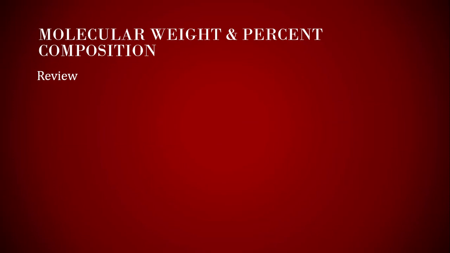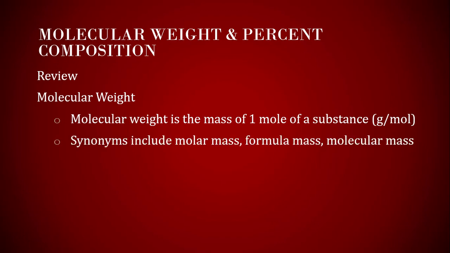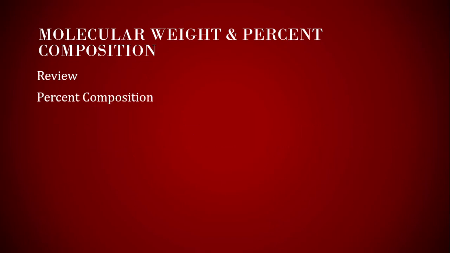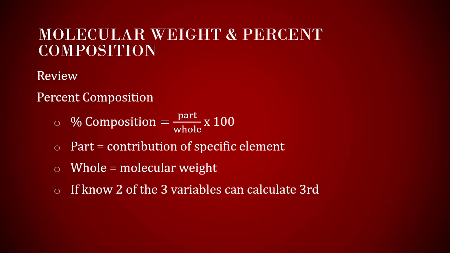So to review this subject, the molecular weight is the mass of 1 mole of the substance. The units will be grams divided by the mole. Synonyms include molar mass, formula unit mass, molecular mass. The whole is the sum of the parts. So then we have percent composition. Here's the equation for any percentage problem. In this case, we're using composition. The part is the contribution of a specific element. The whole is the molecular weight. If you know 2 of the 3 variables, you can calculate the third.